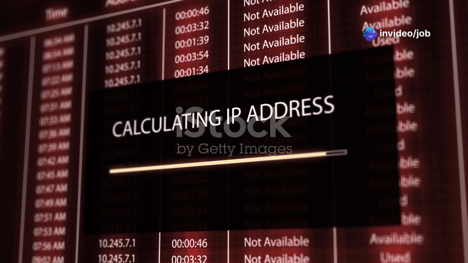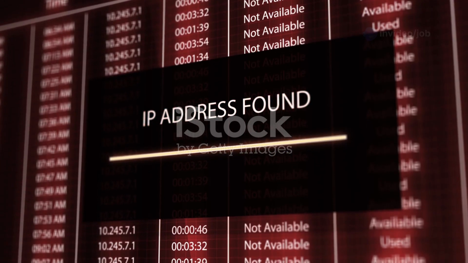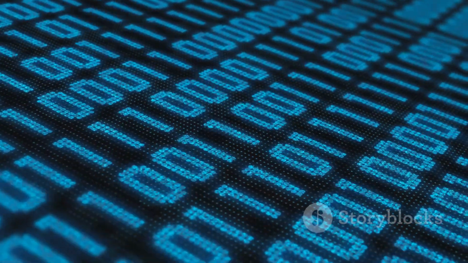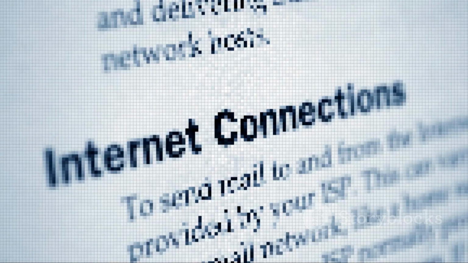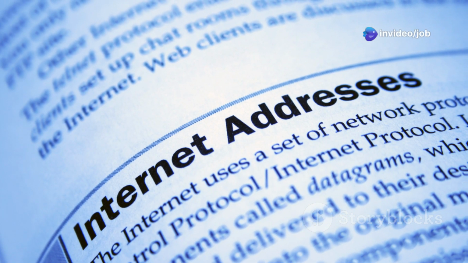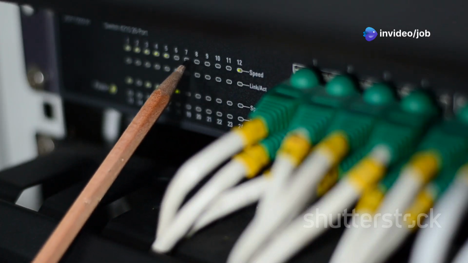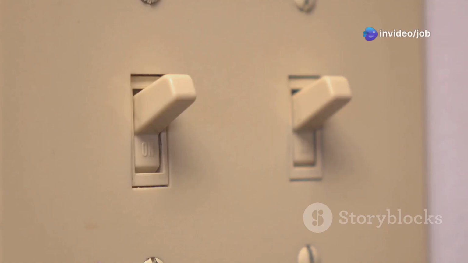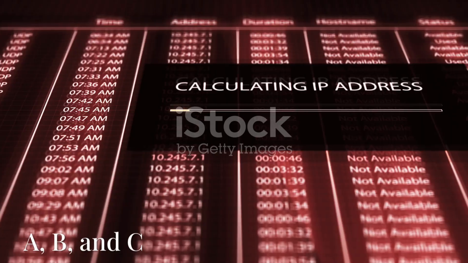Remember how we talked about IP addresses being like addresses for computers? Well, IPv4 addresses are made up of numbers. These numbers are combined in a special way. An IPv4 address has 4 sections. Each section is called an octet. Each octet has 8 bits. A bit is like a light switch. It can be either on, 1, or off, 0.